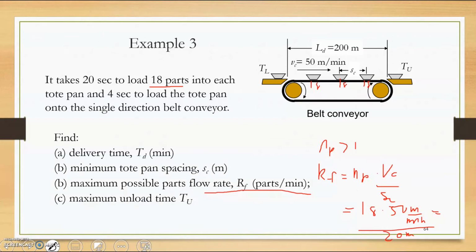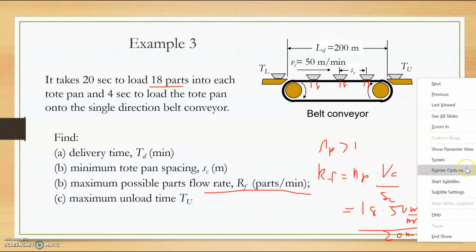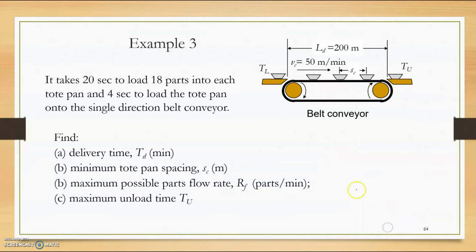Okay, the last one, again I will erase this. Find the maximum unload time TU. We have this constraint, which is that the unloading time TU must be less than or equal to TL.